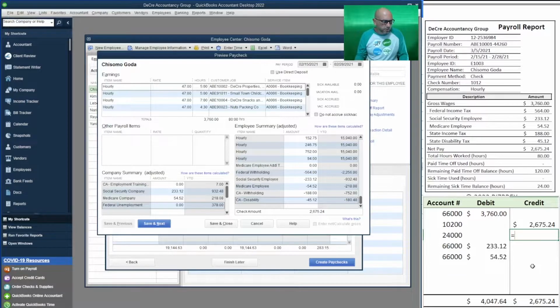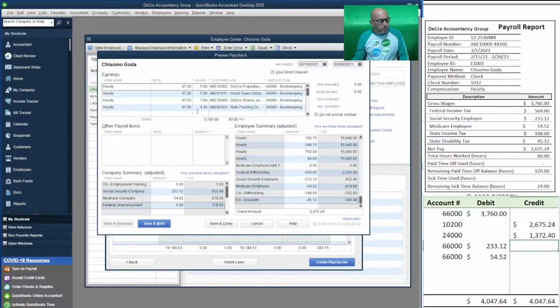So let's go ahead and do that. So it's 23312 plus 5452 plus 564 plus 2312 plus 542 plus 188 plus 45. Ta-da! We're in balance. Debits and credits equal each other. They have to, otherwise we wouldn't be able to book it. Right? Here it is.